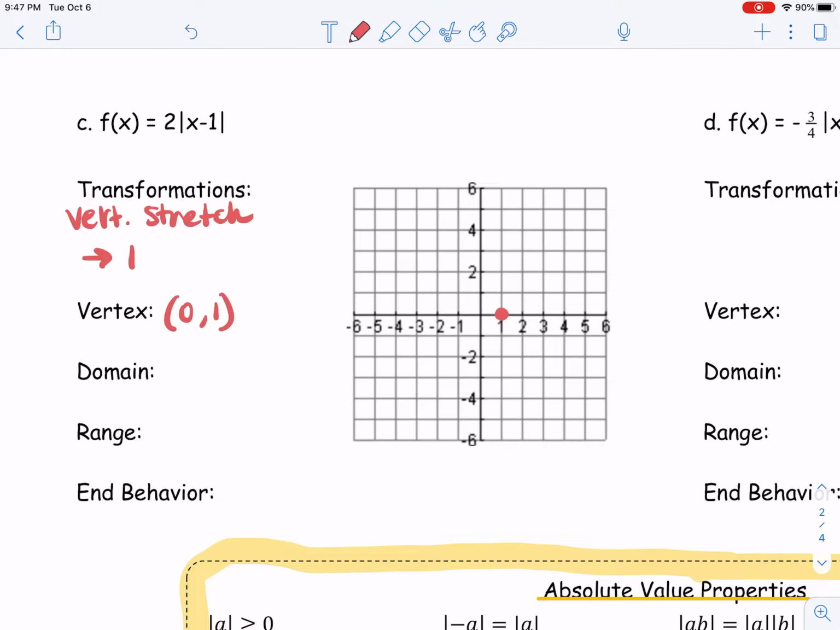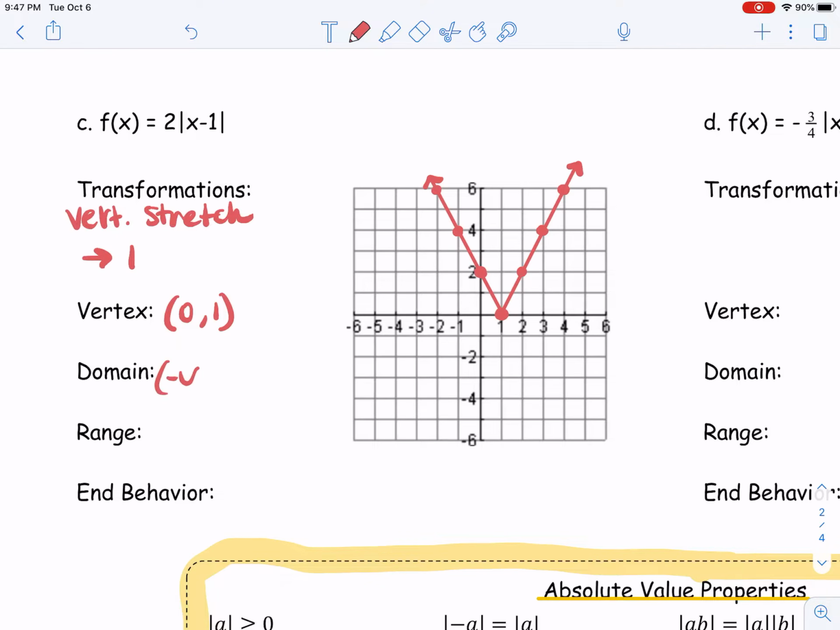So with that vertical stretch of 2, instead of going right 1, up 1, my ups are going to be multiplied by 2. So right 1, up 2, right 1, up 2, right 1, up 2. That is my new slope. Those vertical stretches or compressions are going to be acting as your slope in an absolute value equation.